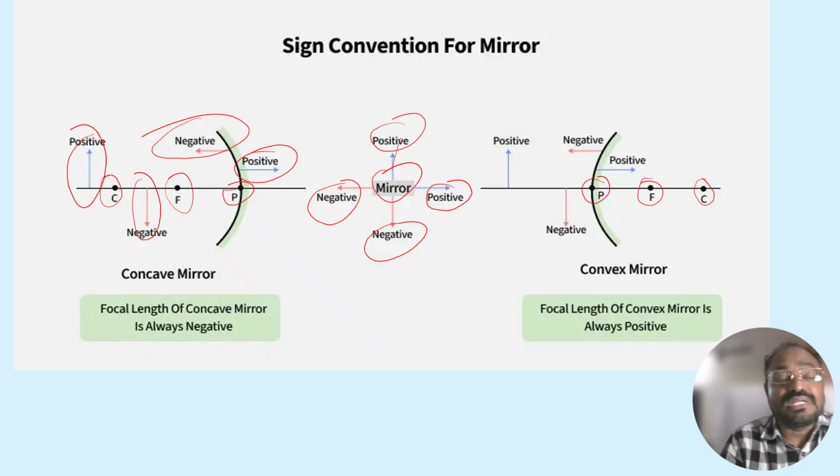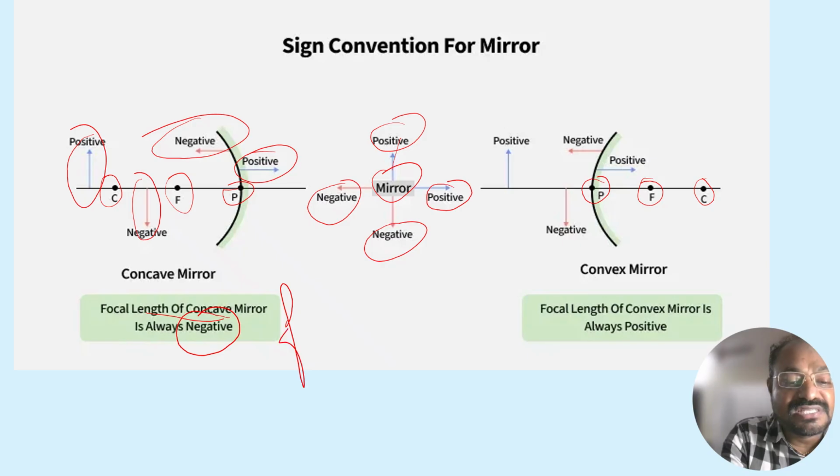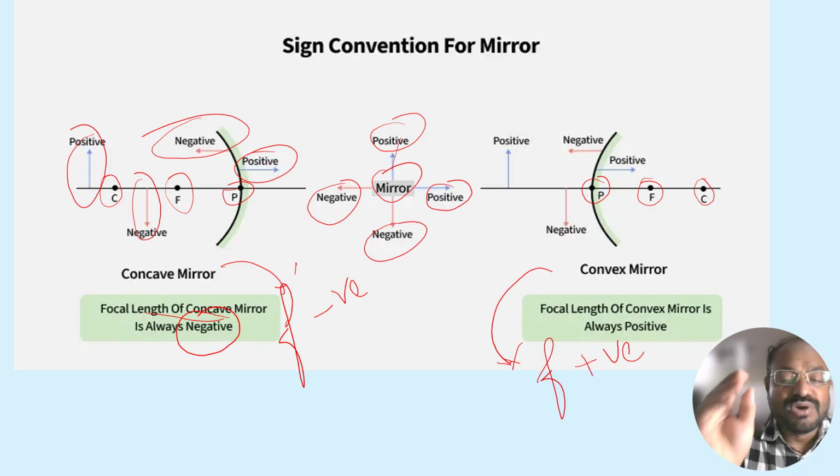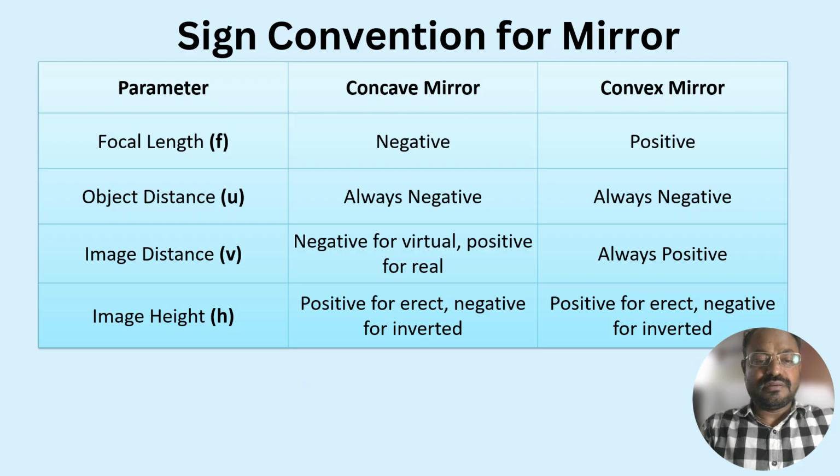So another important thing you should know in sign convention is that the focal length of a concave mirror is always negative. So F is always negative in a concave mirror. Similarly, in a convex mirror, focal length is always positive. You have to remember this point for examination purpose.